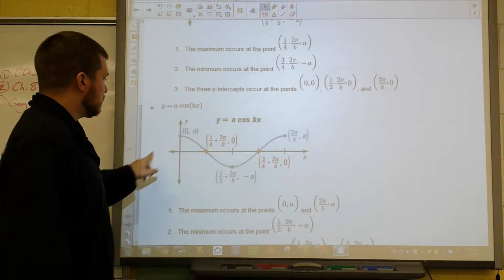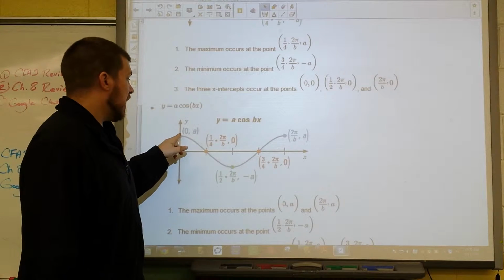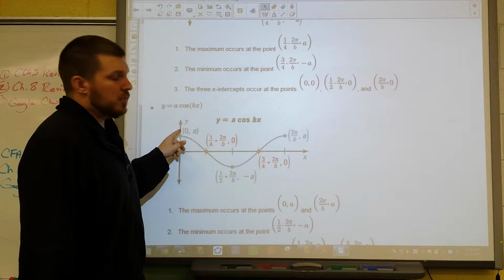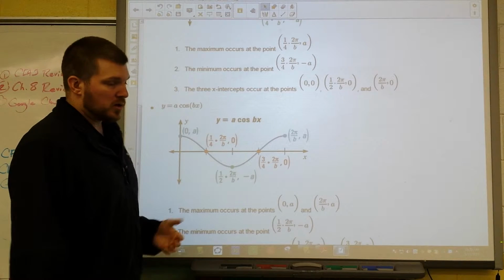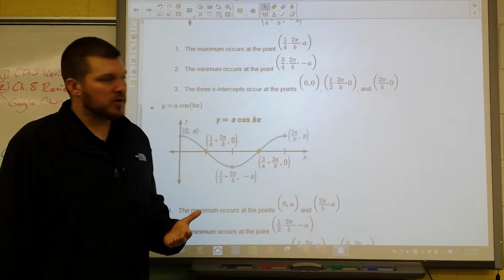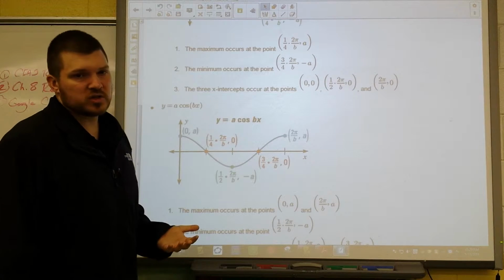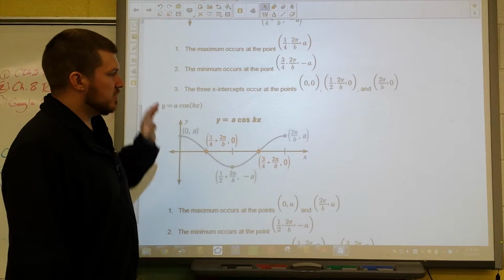Likewise, same idea for cosine. We know cosine is supposed to start at its maximum, but if it actually starts at its minimum, then that means there's probably been some type of reflection. So when we move on to the next video and start talking about transforming these parent functions, keep these facts in mind.